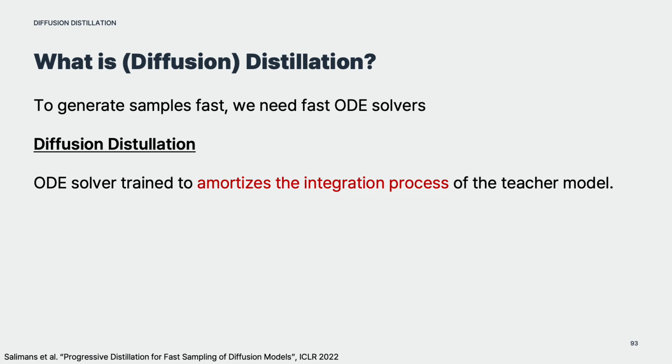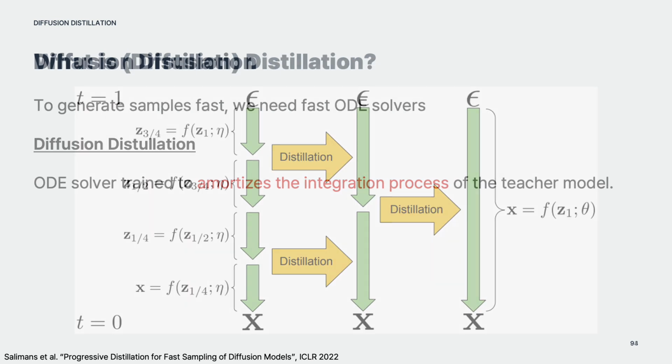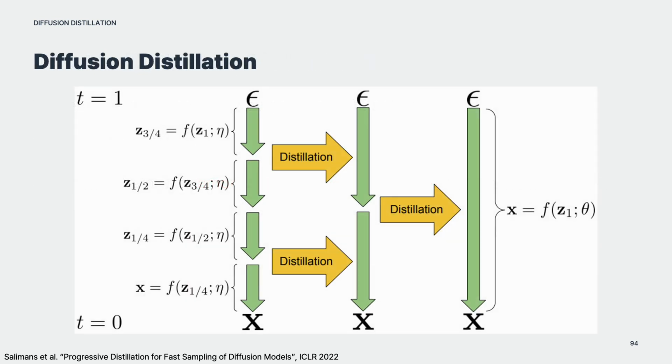Diffusion distillation leverages this idea with the goal of creating a student model, effectively an ODE solver, that amortizes the integration step of the teacher model. This can be illustrated as follows. The student is repeatedly trained to amortize the teacher's two-step integration process, thereby reducing the number of sampling steps. In theory, this can enable single-step denoising.